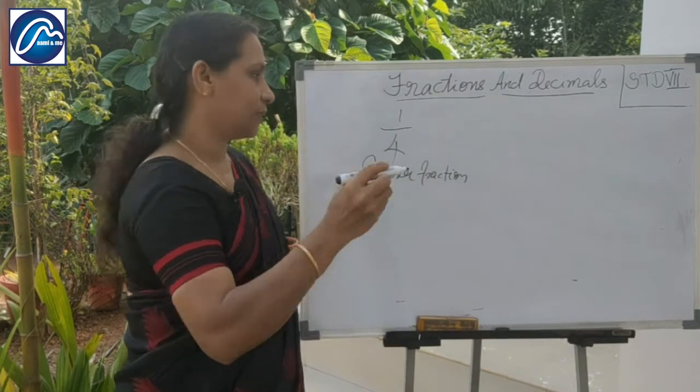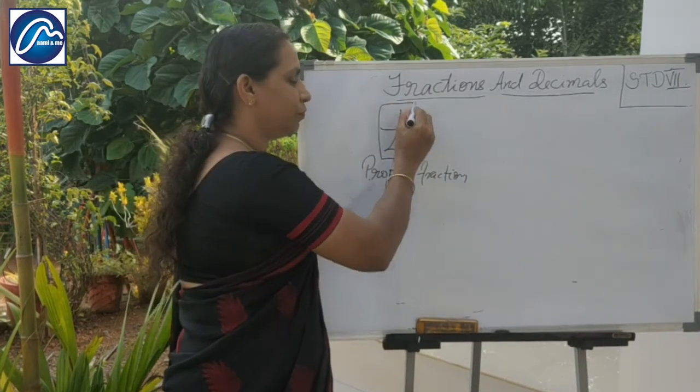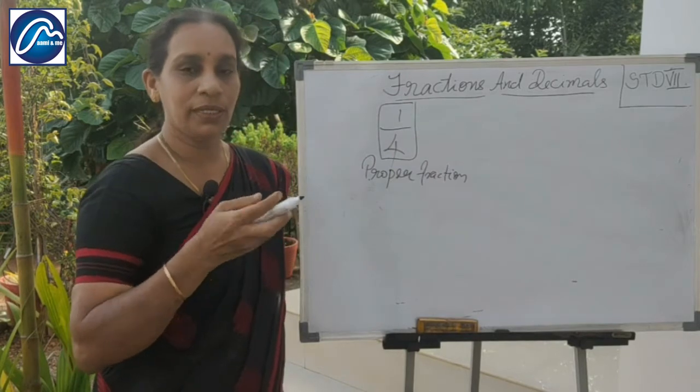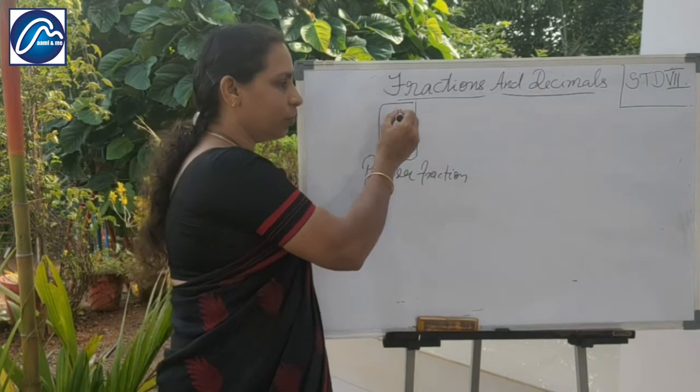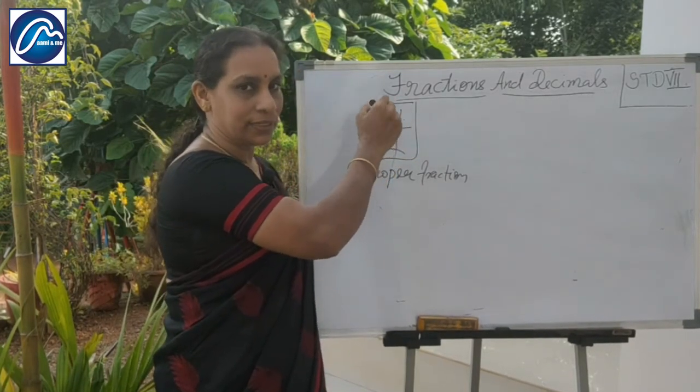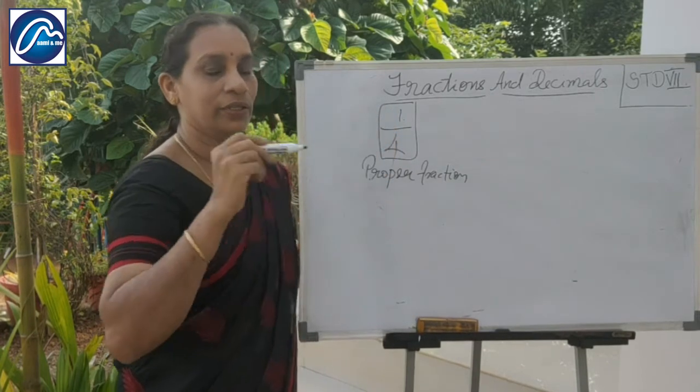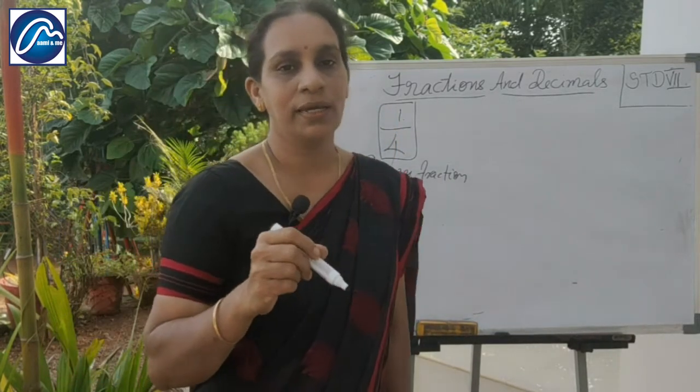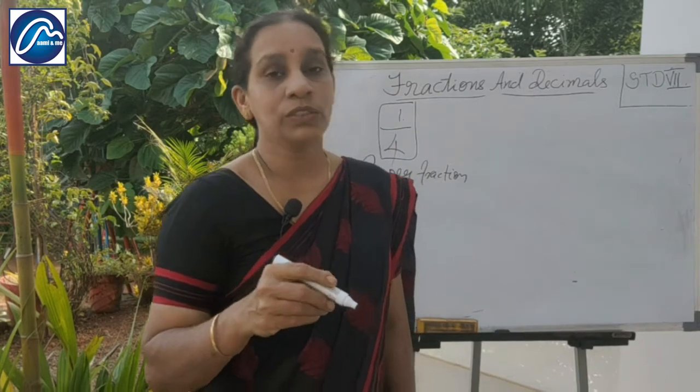How do we identify a proper fraction? In a proper fraction, the numerator will be less than the denominator. Okay. The numerator will be less than the denominator.